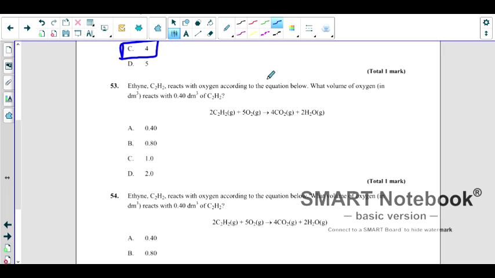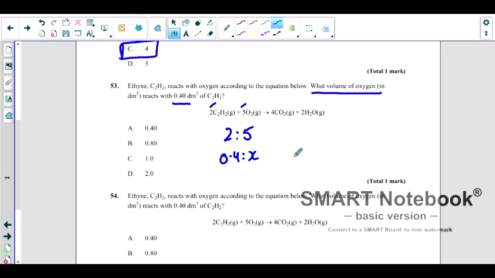Ethyne reacts with oxygen according to the equation below. What volume of oxygen reacts with 0.4 decimeter cube of C2H2? Okay, equation is given. What is the relation here? It's 2:5, because here we have 2, here we have 5. So what volume of oxygen reacts with 0.4 decimeter cube?